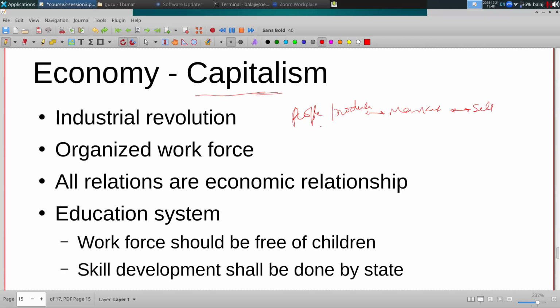But to produce something, for example, when a carpenter or weaver makes a basket, all the tools to make the basket will be available with that weaver or whoever the person making the basket is, right? But as the industrial revolution progresses, after the invention of the steam engine, we have an organized workforce. That means people come together in one place called a factory, and produce together.